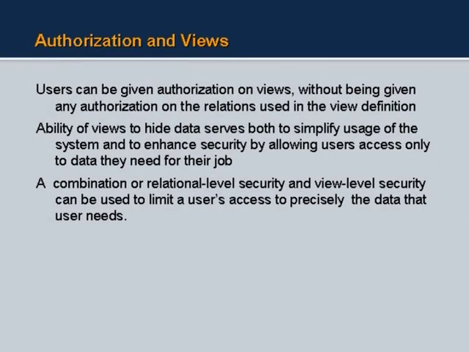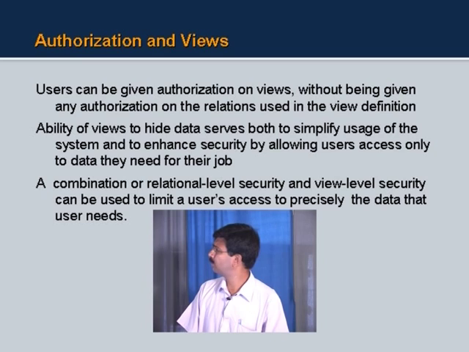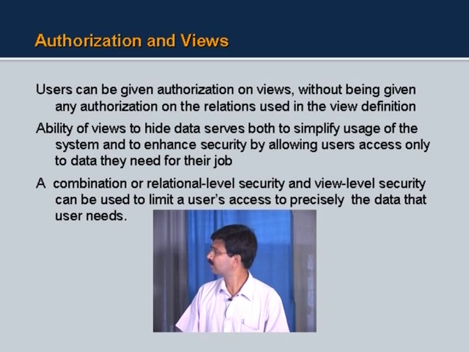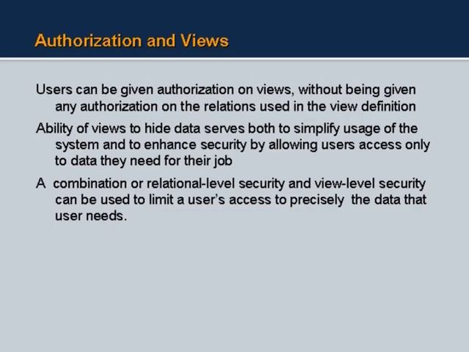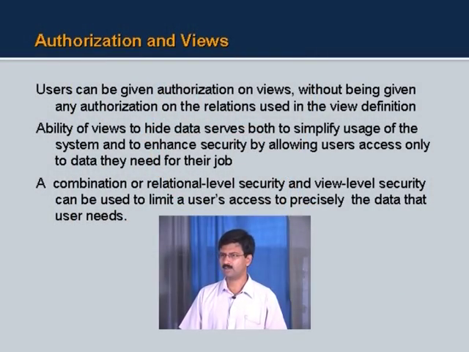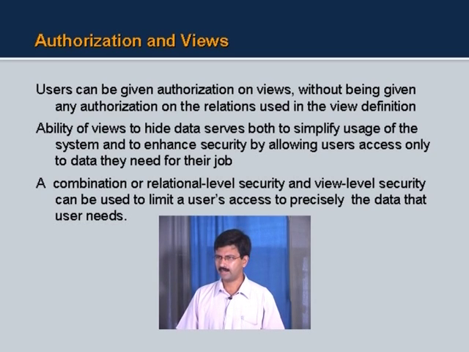Okay, so now we come back to views. An authorization can be given on the view without any authorization on the underlying relation. Granting it on the view does not mean you have granted anything on the underlying relation. So you can use this to enhance security by defining views specific to specific users. We discussed this yesterday, where each branch could have a view which allows them to see data pertaining to their branch and not anything else. So you can have relation level security plus view level security to get finer grained access control.